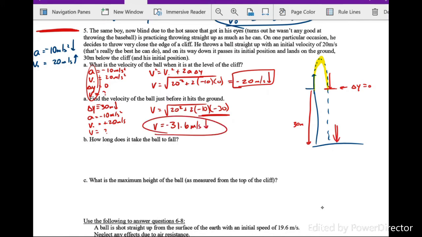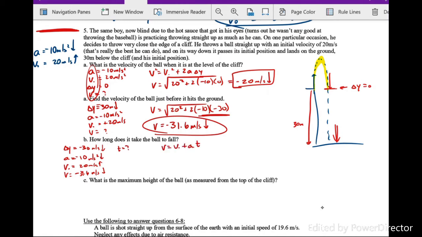We know it's down, so we're going to make it negative. It's important. Now we want to know how long it takes the ball to fall. So here, the delta y is negative 30, again. The acceleration is negative 10, again. The initial velocity is 20 meters per second, which is why my signs are the way they are. My final velocity is 31.6 meters per second down, so it's still negative. And I want the time.